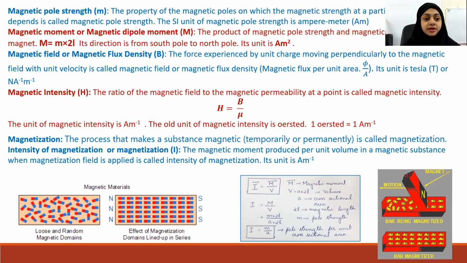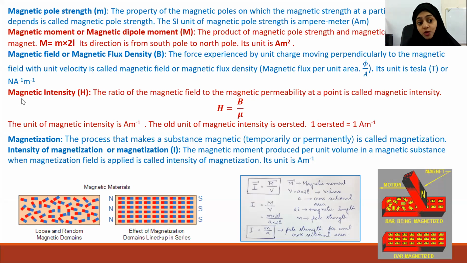Now we have another quantity called magnetic flux density, which is same as the magnetic field which we learned before. So the magnetic field can be defined in two ways. One as the force experienced per unit charge moving perpendicular to the magnetic field with unit velocity. And second definition for the same thing is magnetic flux density. That is the magnetic flux per unit area. Both are same, denoted by B, and having the same unit Tesla or Newton per ampere per meter.